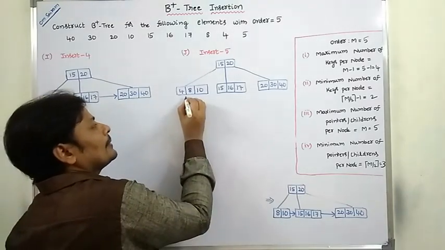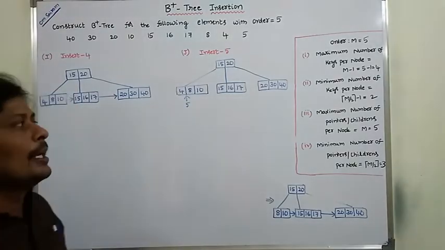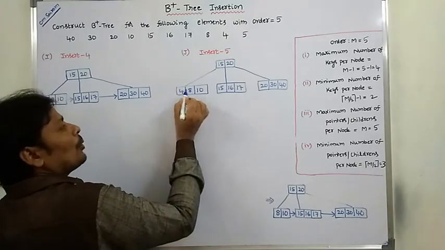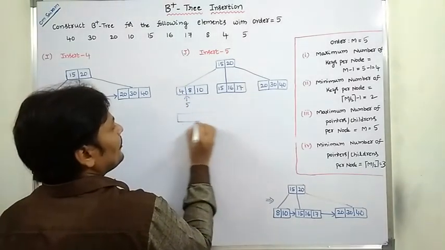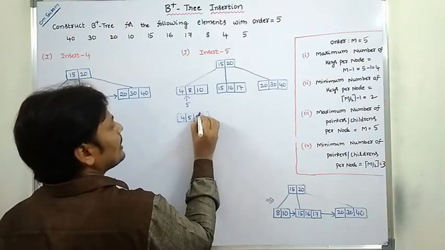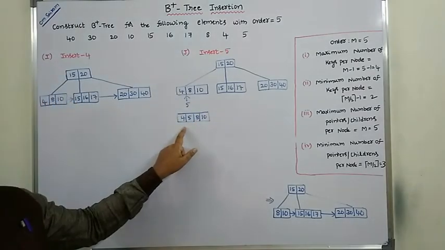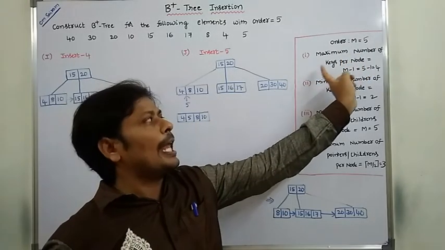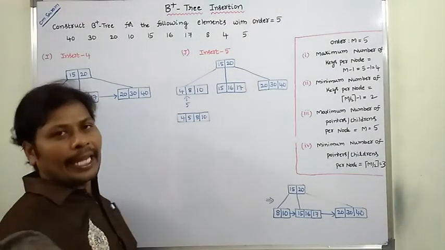So 5 can be inserted into this place. Okay. So after inserting 5 into this node, now this node contains 4 key elements: 4, 5, 8 and 10. Okay, so 4 key elements. Yes, it is a valid node because the maximum number of key elements per node is equal to 4.